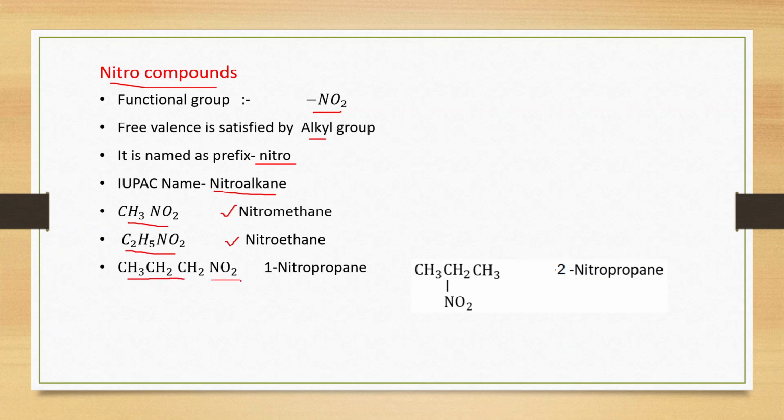This is CH3CH2CH2NO2. Now in this case, the position of NO2 may be changed. We have to give the numbering 1, 2 and 3. At the first position, NO2 group is present. That's why we will write 1-nitropropane. If NO2 group is present at the second position, like this 1, 2, 3, then its name is 2-nitropropane.